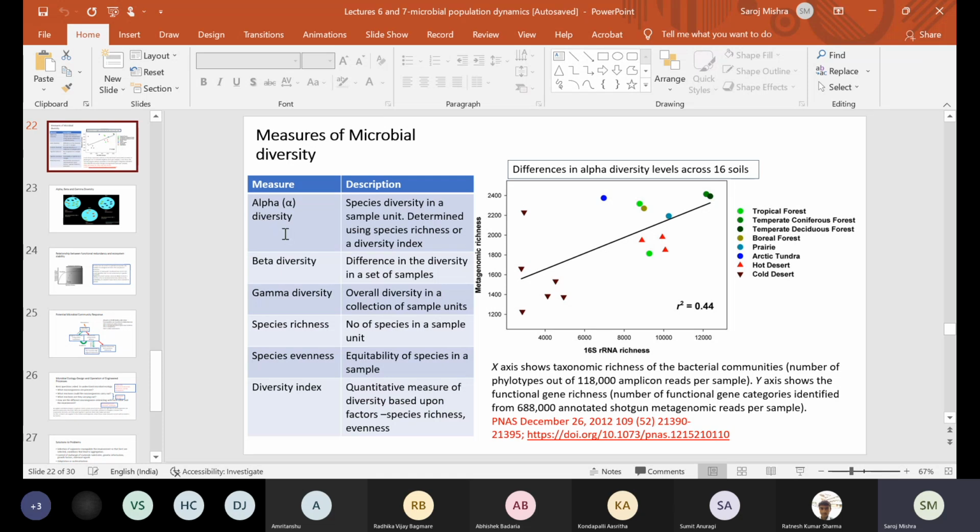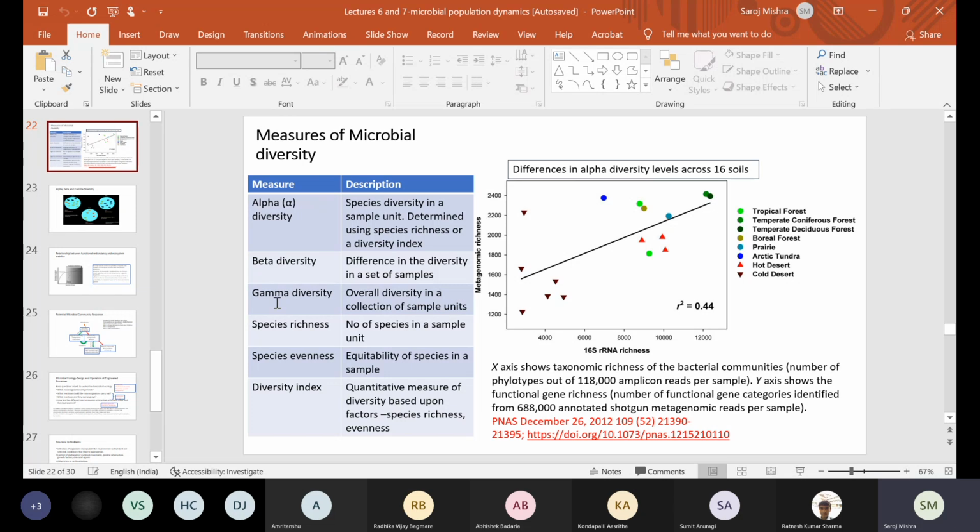What does it mean? It means the total number of species which are present in a sample, that defines its alpha diversity. And it is determined using species richness or a diversity index. So either one of these parameters can be used to say what is the alpha diversity. Then what is beta diversity? Let's say you have two different soil samples. One is from a temperate forest, other is from somewhere else. What is the difference between the two? That is called the beta diversity.